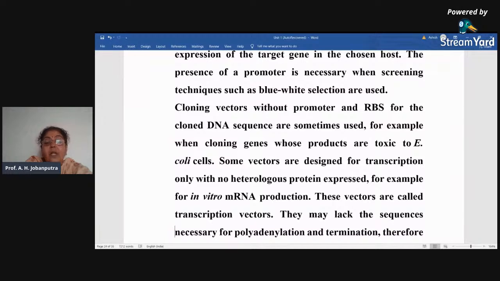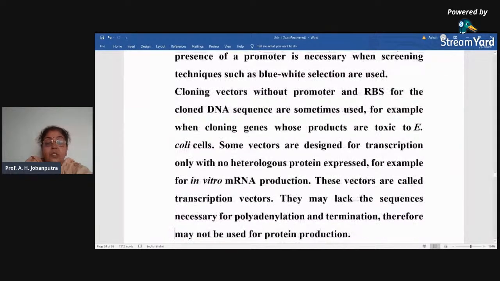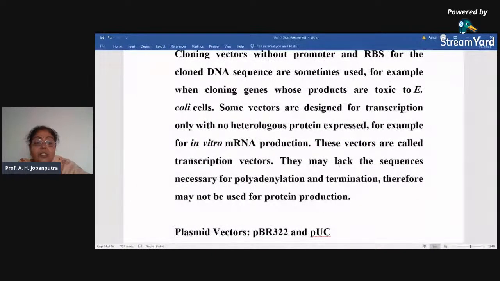These vectors are known as transcription vectors. So they do not contain the sequences necessary for polyadenylation and termination, and they may not be used for protein production. Clear?